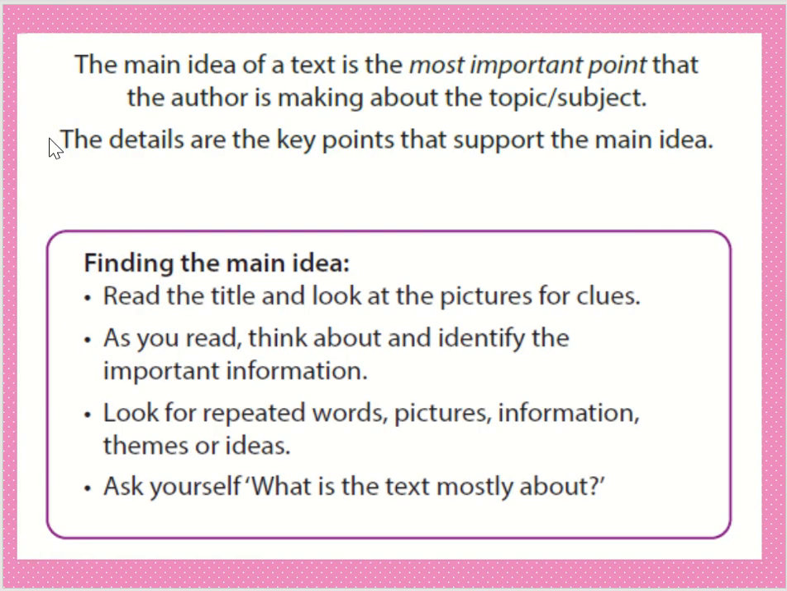All right, so as we were saying, the main idea is the most important point. So you need to be thinking about what is the author trying to say about this topic, about this subject. What are they trying to say? And then you need to think about what are the key points that support that idea. To do this, you can do a few things. For example, you can have a look at the title and then look at any pictures, if there are some, for any clues. And then while you're reading, have a think about and try to pick out what the important information is. What is the author trying to tell you?